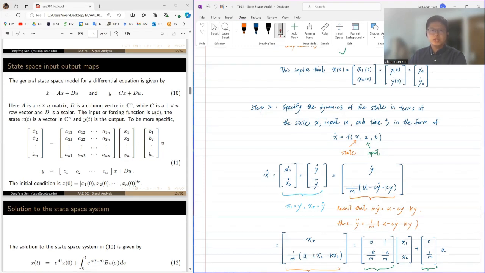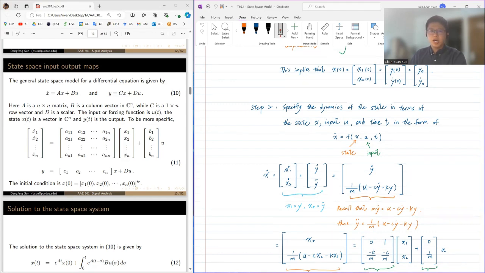Step 2, we need to specify the state dynamics. In other words, we need to express the time derivative of the state in terms of the state x, input u, and time t. Recall that x is a vector of the state variables x1 and x2, and that x1 represents the horizontal displacement y, and x2 represents the horizontal velocity y dot. Therefore, we can see that x dot is equal to a vector of y dot and y double dot.